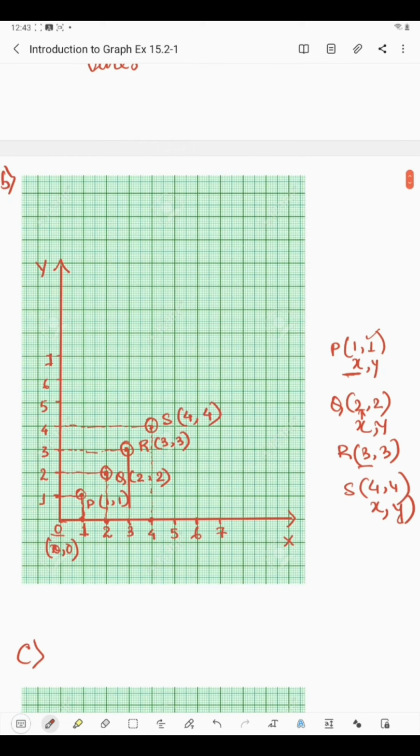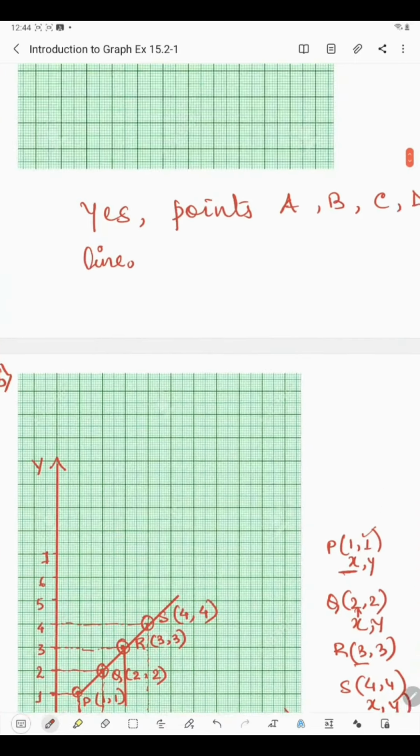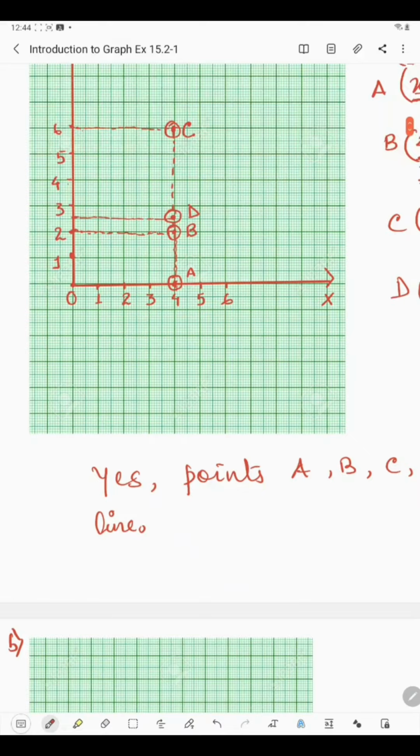Okay, now we will join these points to verify whether they lie on the same line or not. What we have seen is that all the points lie on the same line. So we'll write yes, points P, Q, R, S lie on a line. In the A part also we will have to join all the points.